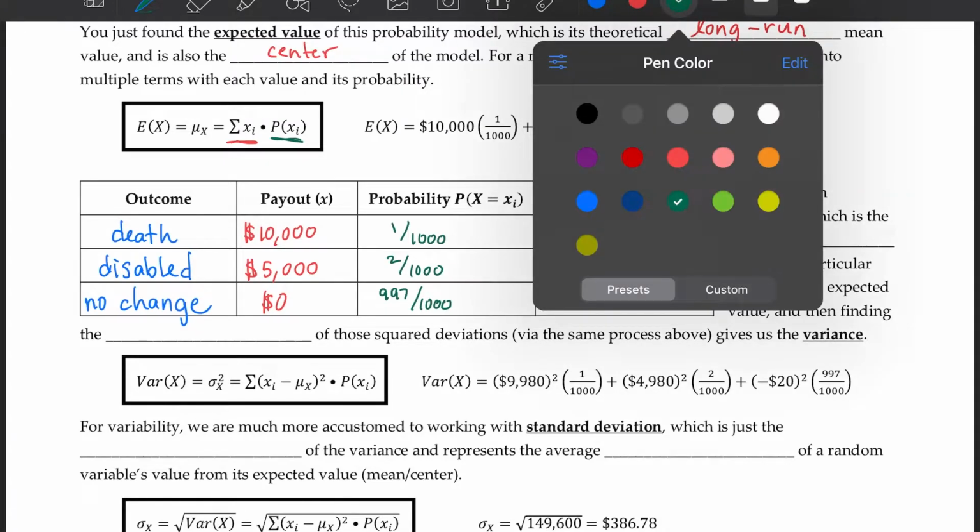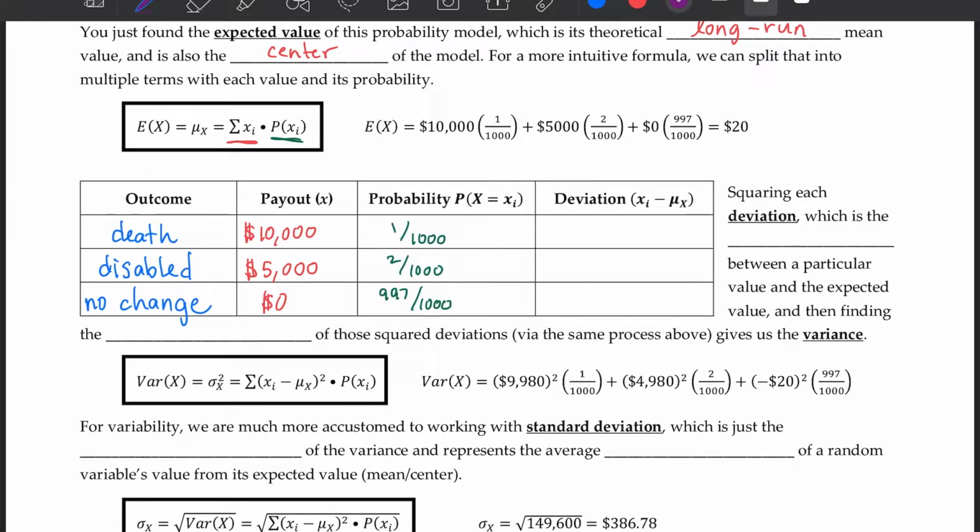So you can see here that we want to fill in this deviation column, where we're going to take each x sub i, that's the payout, minus the mean. So for this first one, $10,000 is our payout. Our mean was $20. So the deviation here is $9,980. So go ahead and fill in the rest.